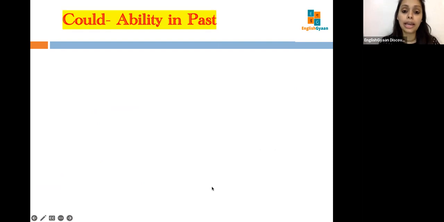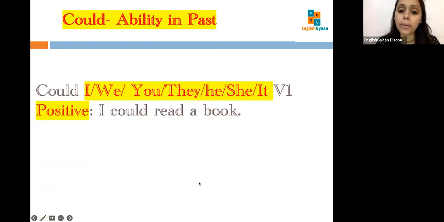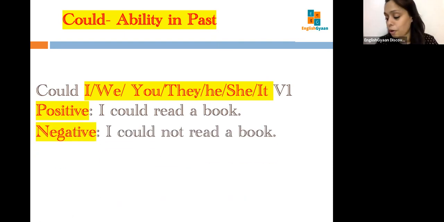Now, if I want to talk about ability, something that I was able to do in the past, I will say could. For example, I could read a book. And if you want to make it negative, you will just add not to it, that is saying I could not read a book. So for could, we will only and only make use of positive and negative sentences.